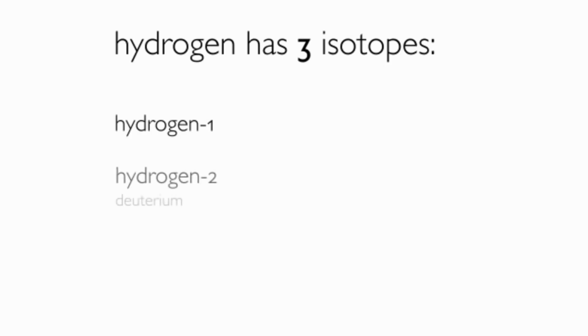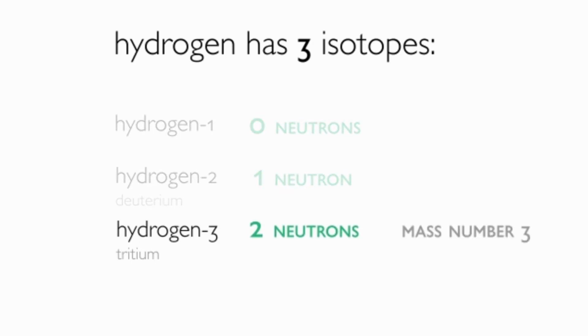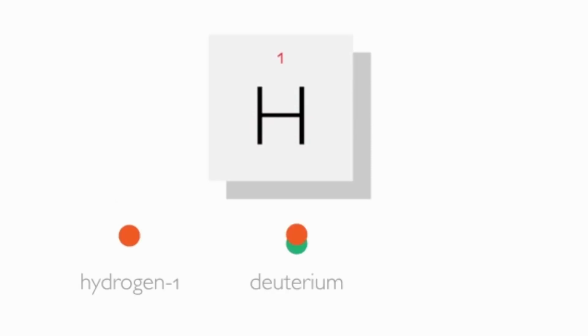Hydrogen-1, hydrogen-2, also called deuterium, and hydrogen-3, also known as tritium, are the three isotopes of hydrogen. They have 0, 1, and 2 neutrons respectively. Tritium is the heaviest isotope of hydrogen as it has a larger mass number. Note that in each of these isotopes there is a single proton. This means that the element is unchanged, and that's the important point. It is still hydrogen and will react chemically in exactly the same way.